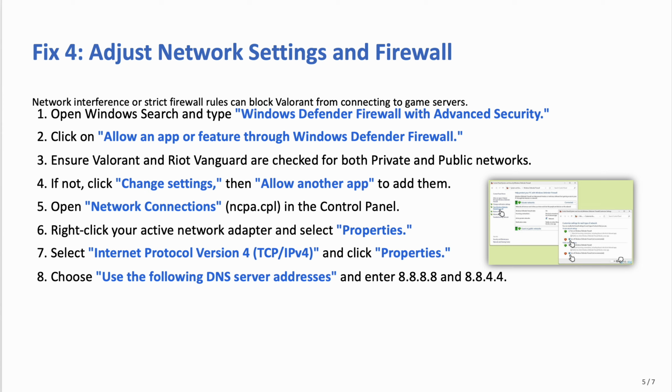Then guys, adjust network settings and the firewall. For adjusting the network settings and firewall, first of all open and search Windows Defender Firewall with Advanced Security. Click on allow an app or feature through Windows Defender Firewall and ensure your Valorant and Riot Vanguard are checked for both private and public networks. If not, click change settings, then allow another app to add them.